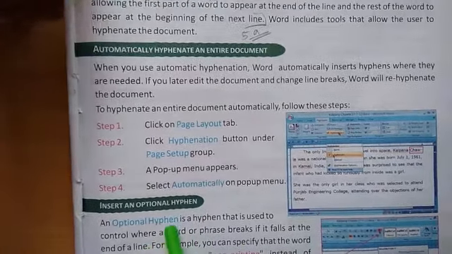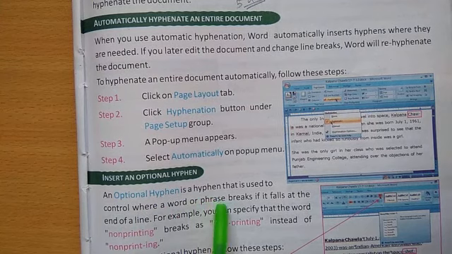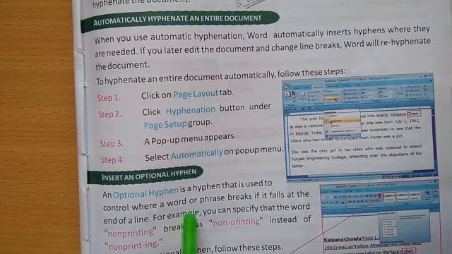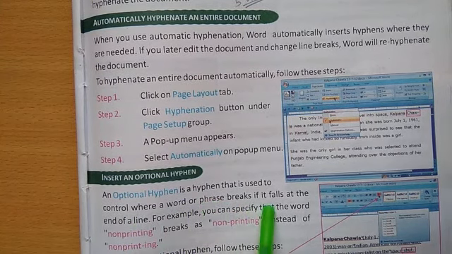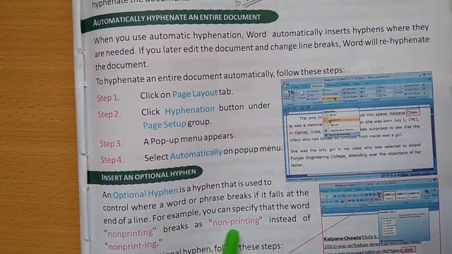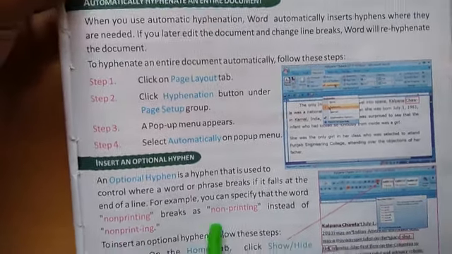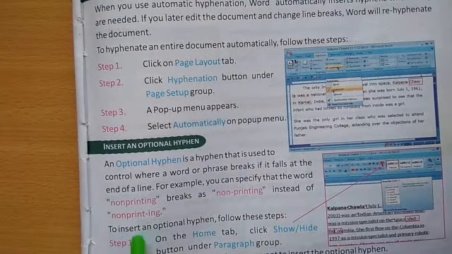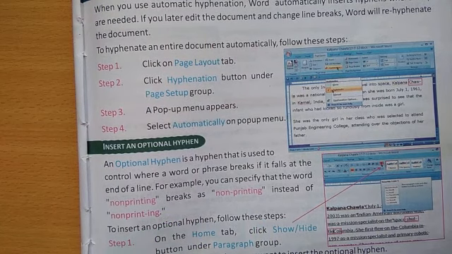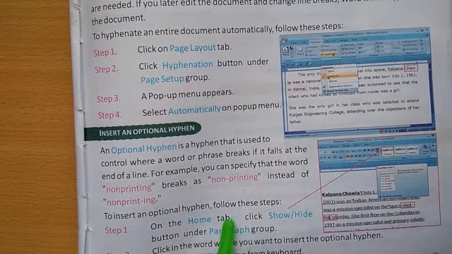Next given here, insert an optional hyphen. An optional hyphen is a hyphen that is used to control where a word or phrase breaks if it falls at the end of a line. For example, you can specify that the word non-printing break as non-printing instead of non-print-ing or not-printing. To insert an optional hyphen, follow these steps.